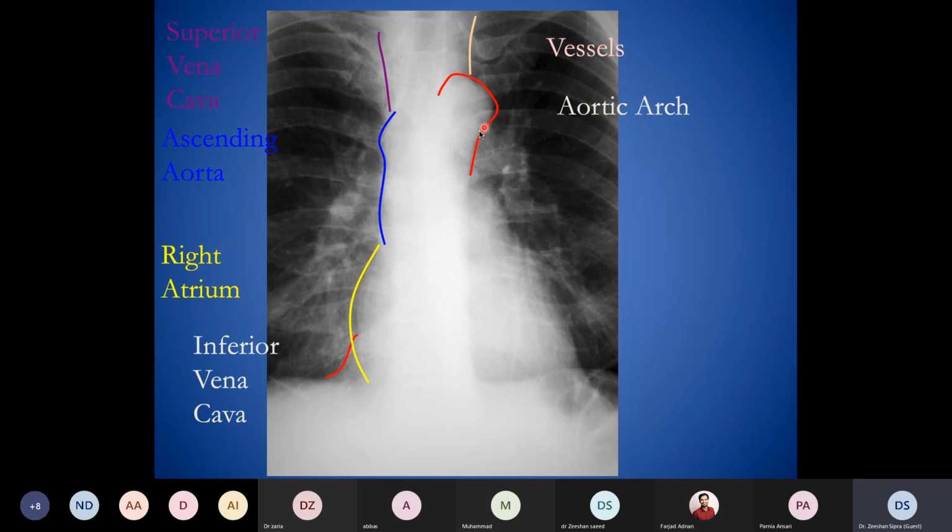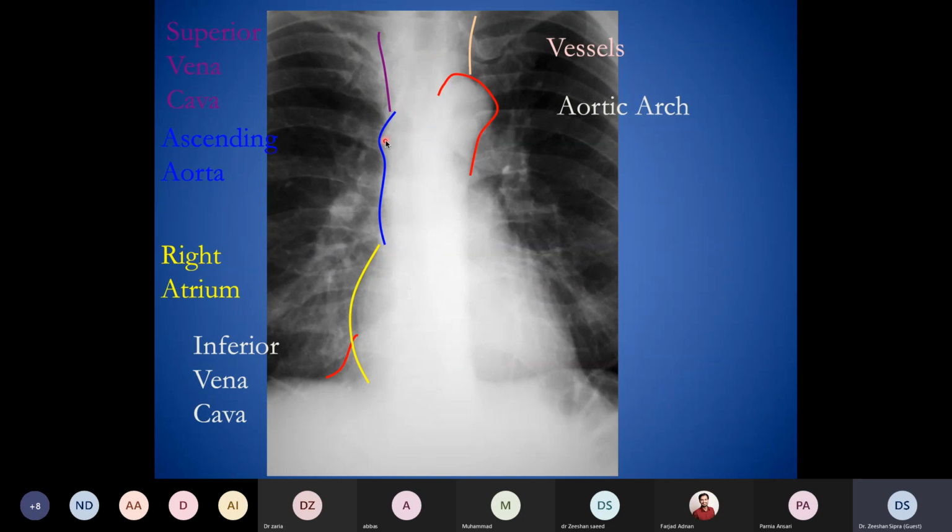So this is the aortic arch. It is also called the aortic knuckle. It is rather easy to see on all radiographs, and it's a very important landmark to comment on the mediastinum where the pathology lies. Is it above the arch? Is it below the arch? And these are the borders of the mediastinum where we comment on mediastinal widening.